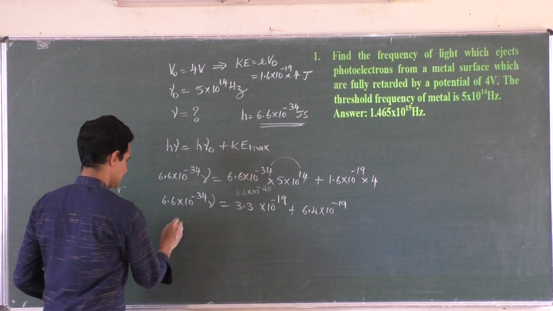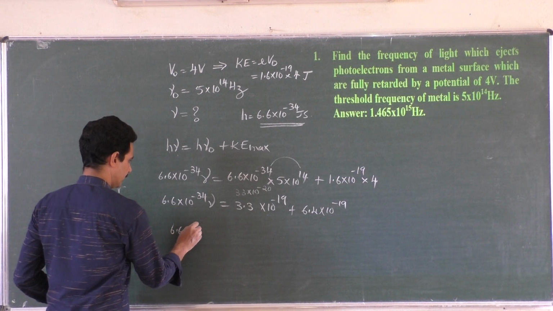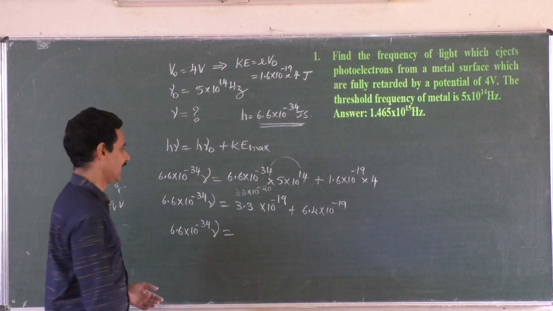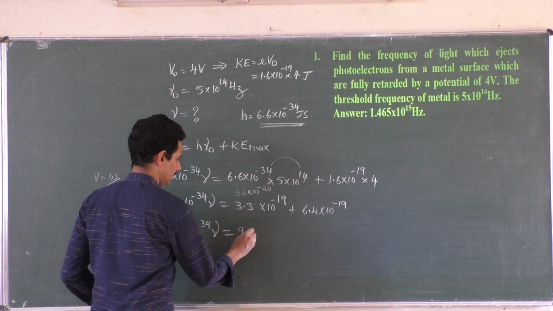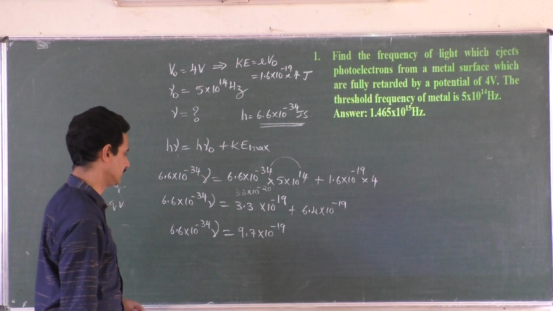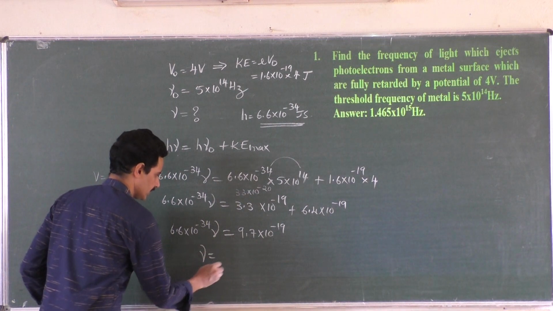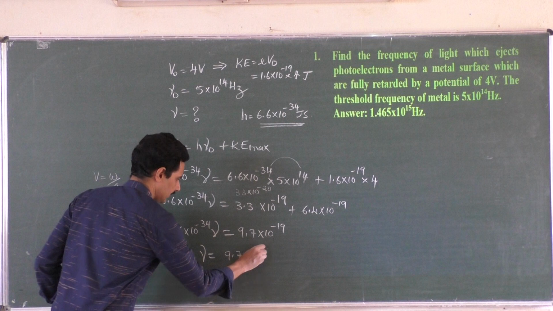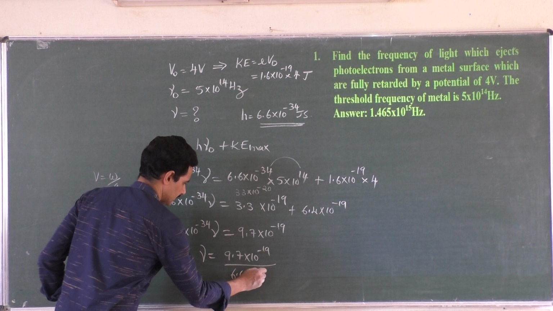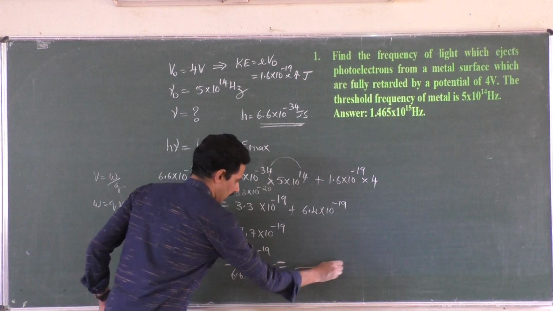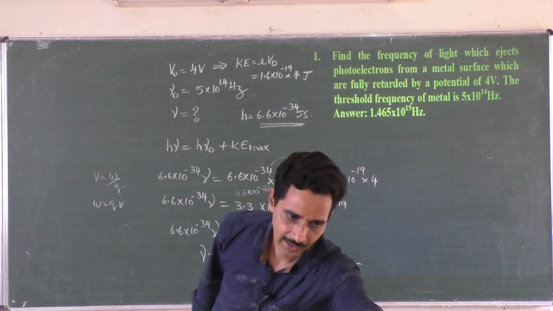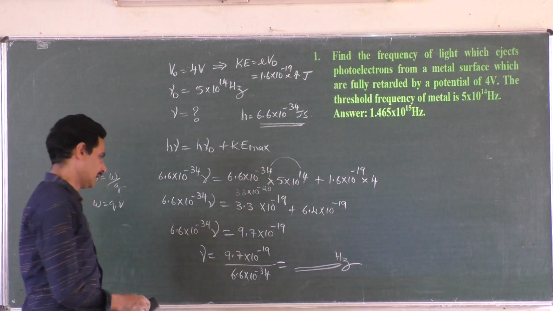So when I add it, 6.6 into 10 to the power minus 34 into new frequency is 9.7 into 10 to the power minus 19, that is 6.4 plus 3.3. What is nu? Nu is equal to 9.7 into 10 to the power minus 19 divided by 6.6 into 10 to the power minus 34, that is equal to hertz, frequency. So, shall we calculate it? Yes, I have a calculator, you two do it yourself.